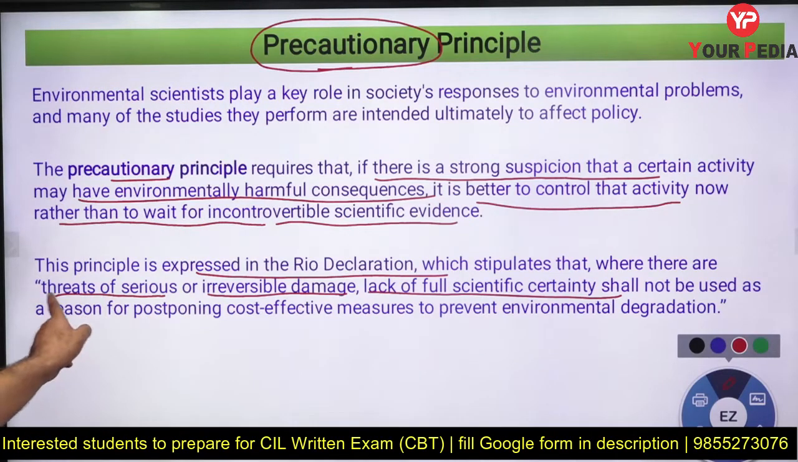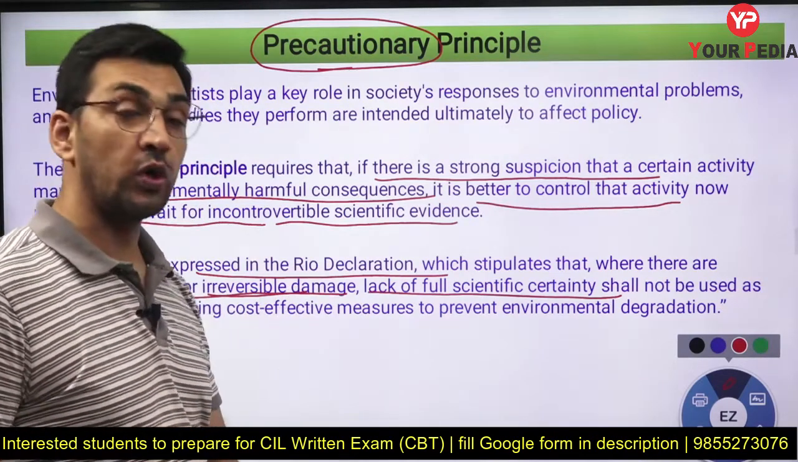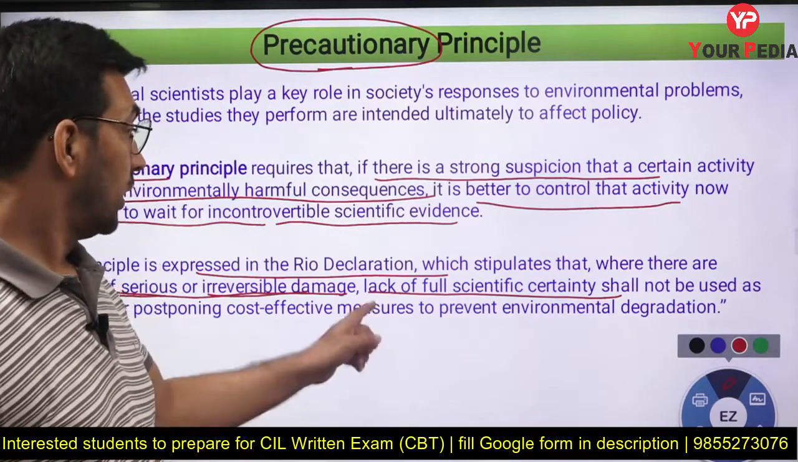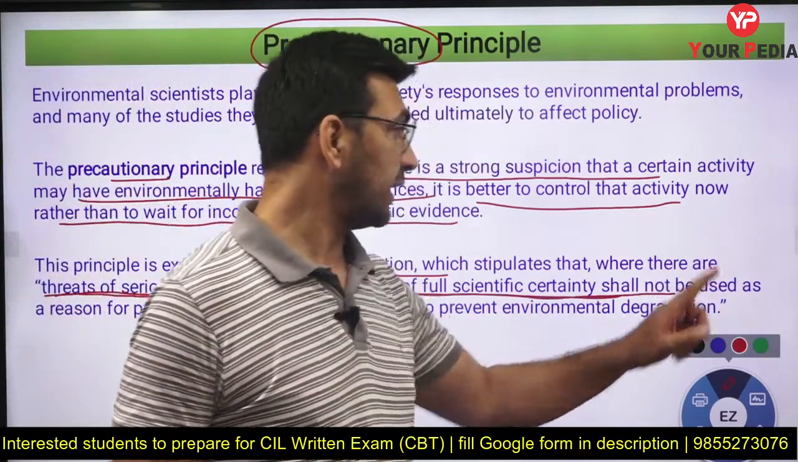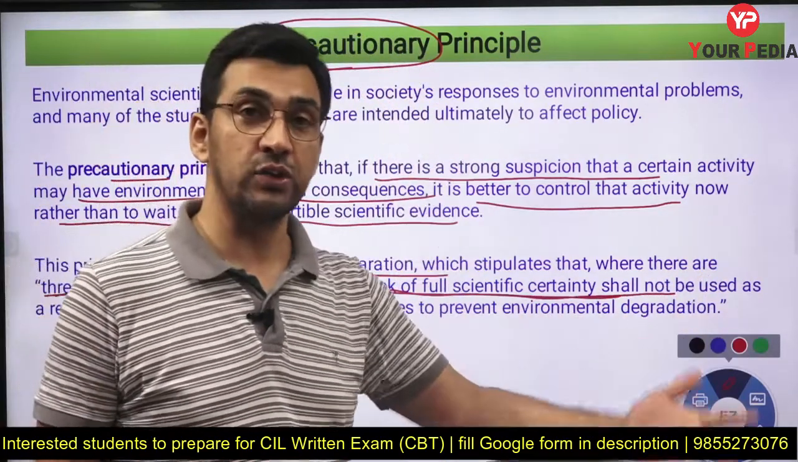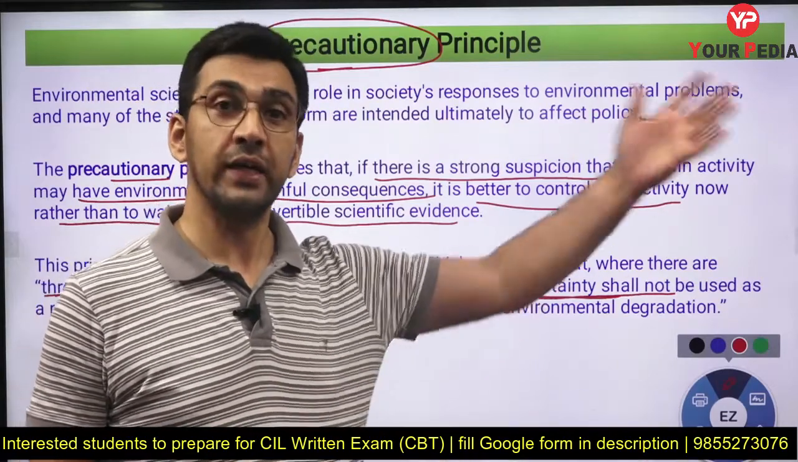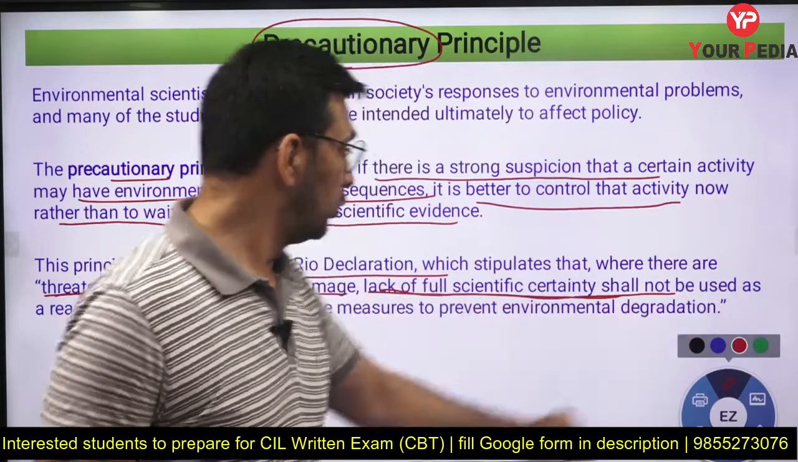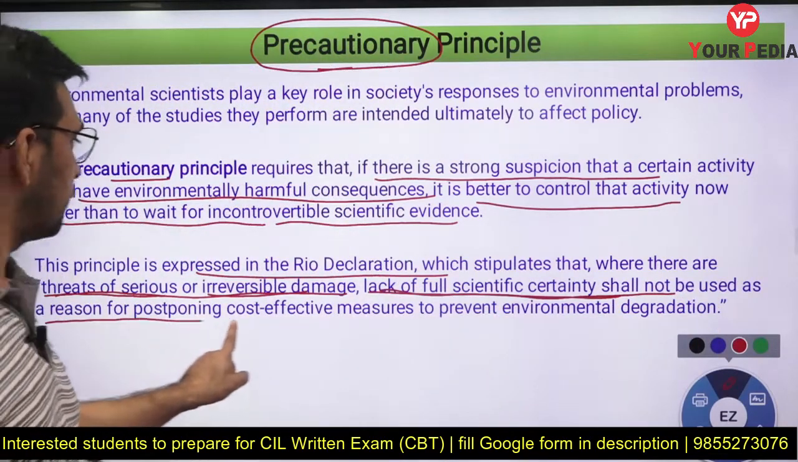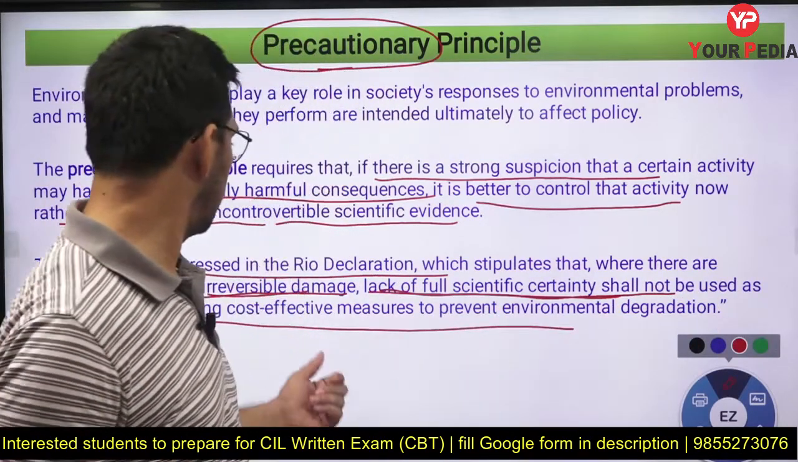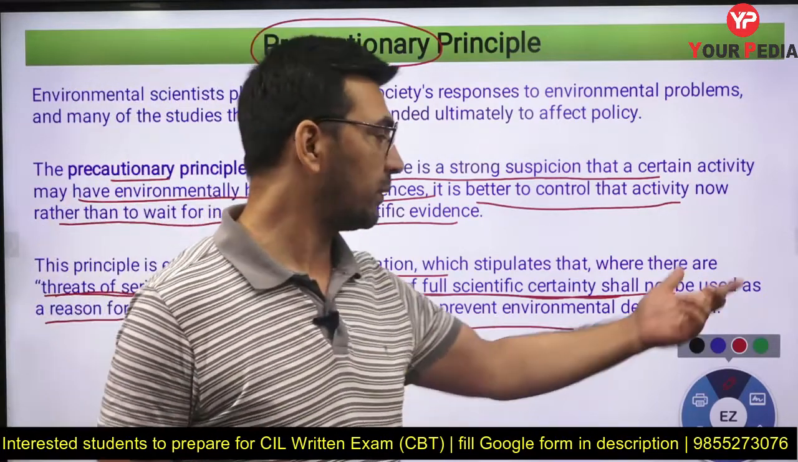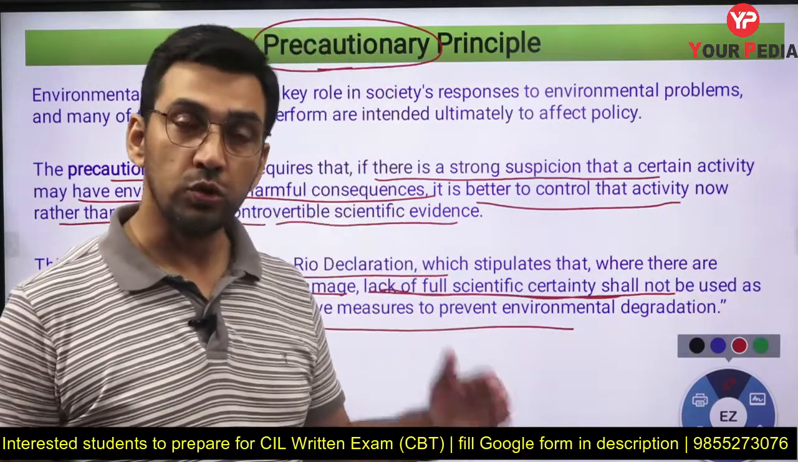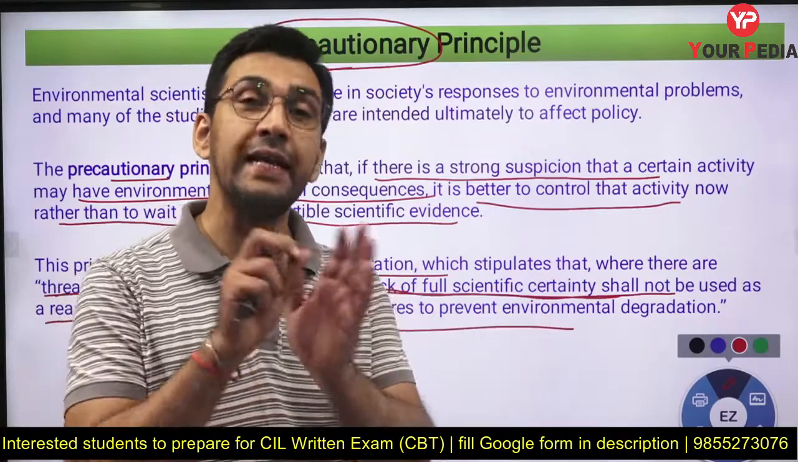Wherever you have a serious doubt that it is going to cause irreversible damage, so lack of full scientific certainty, scientifically you cannot prove that definitely it is going to cause it. So you should not wait for that scientific proof, right? That should not be used as a reason for postponing cost-effective measures to prevent environmental degradation, right? So you should postpone, meaning you can delay that activity.